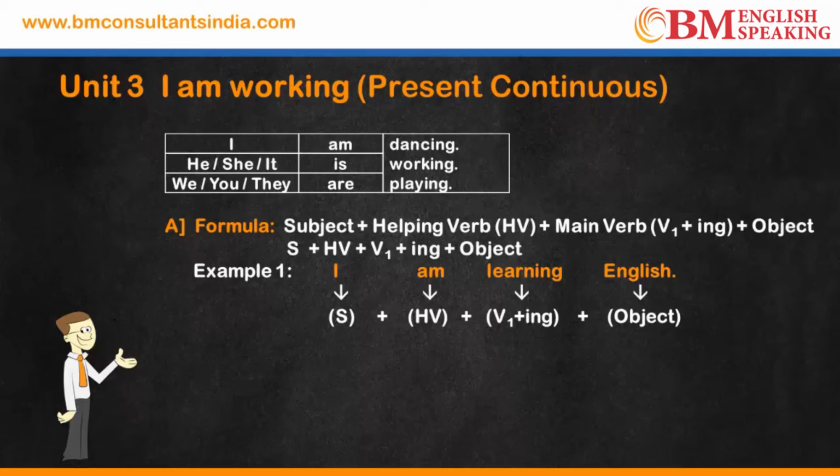With I, we use am plus learn plus ing, and English. Subject plus helping verb plus a verb with an ing and an object. I is a subject, am is a helping verb, learning is learn plus ing, learning. English is an object here. I am learning English. मैं English सीख रहा हूं.